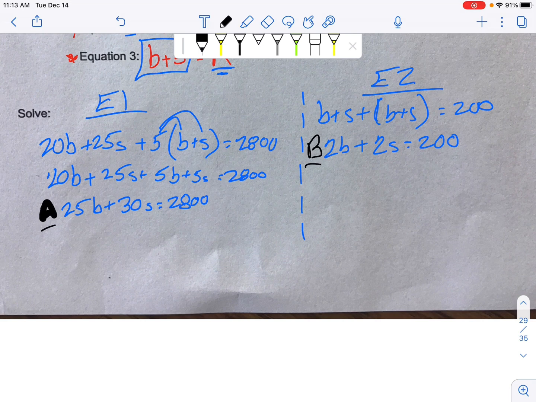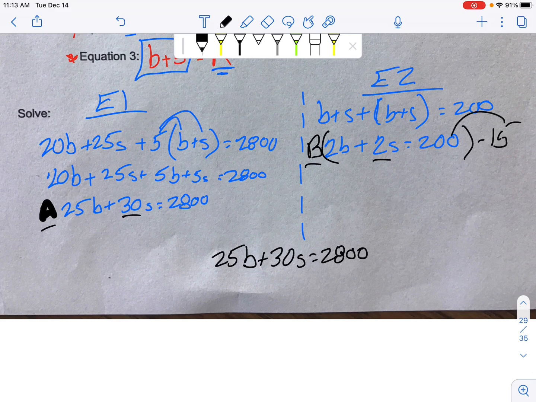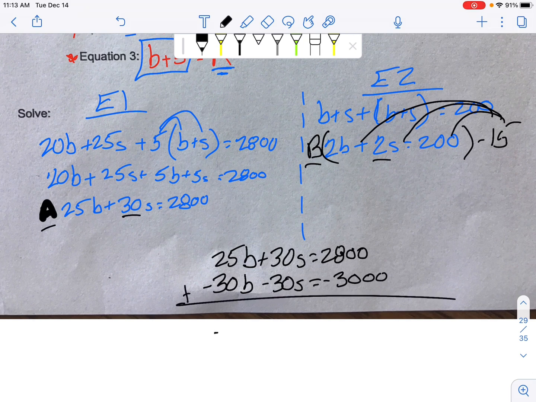Now I'm going to get rid of s, because we have 30s and 2s, so I multiply the second equation by negative 15. Let's write equation 1. We have 25b plus 30s equals 2,800. Now when I distribute this negative 15, I have negative 30b minus 30s equals negative 3,000. I go to add. Negative 5b equals negative 200.